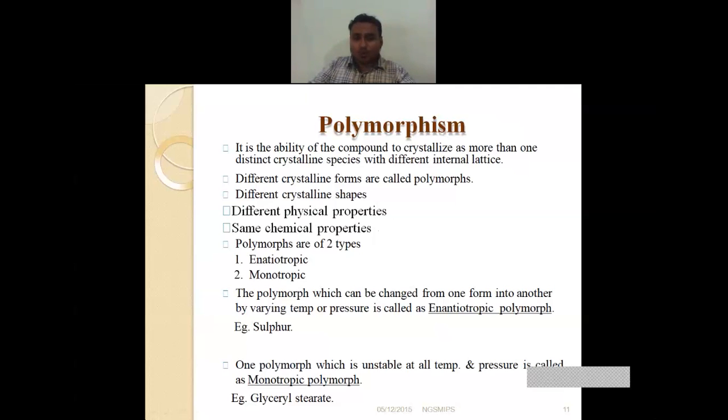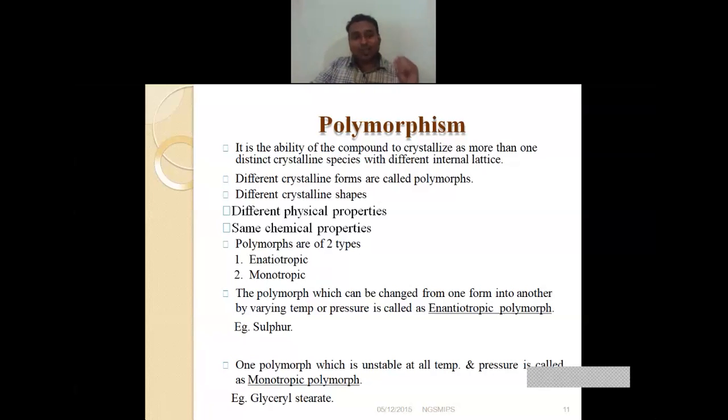So polymorphs are of two types, that is anisotropic and monotropic. The polymorphs which can be changed from one form into another by varying temperature or pressure are called anisotropic polymorphs. They can be changed by varying temperature and pressure. So you understood why temperature is very important for a formulation.